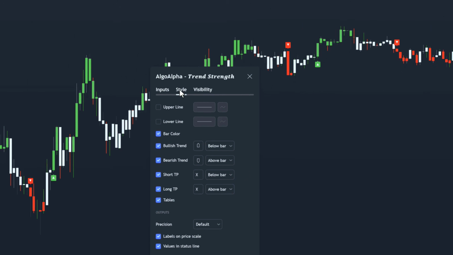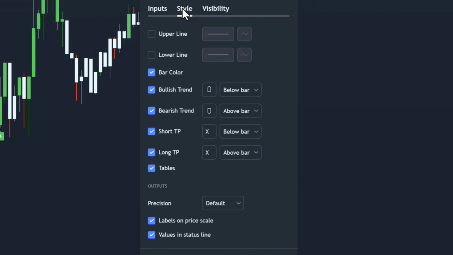Now, move to the Style tab. To keep things simple, we'll disable upper and lower lines since we'll be using the indicator as a signal generator. Leave the bar color, bullish and bearish trend options enabled, but let's disable the short TP, long TP, and tables for a clean and tidy chart. And there you have it. We've successfully adjusted the Algo Alpha Trend Strength settings.